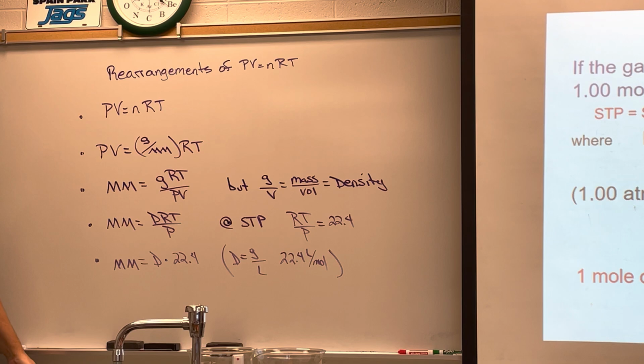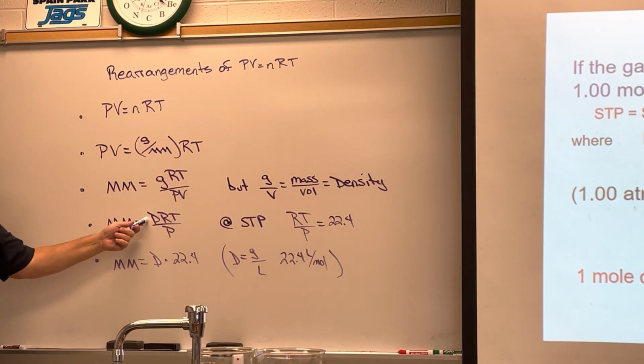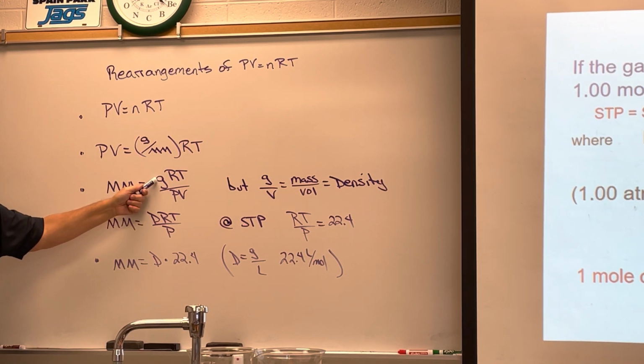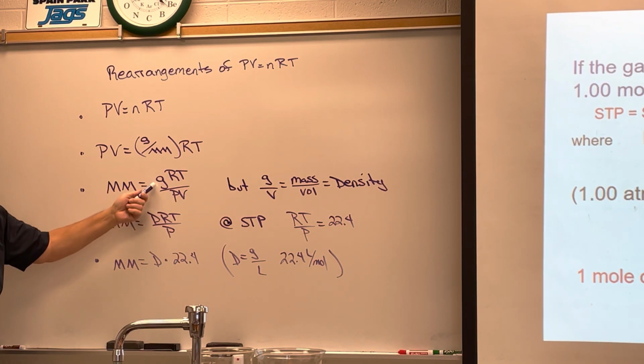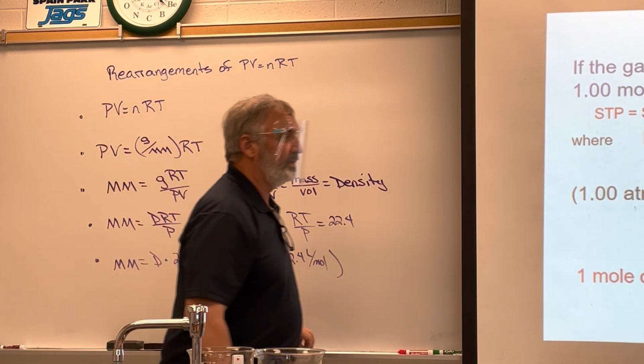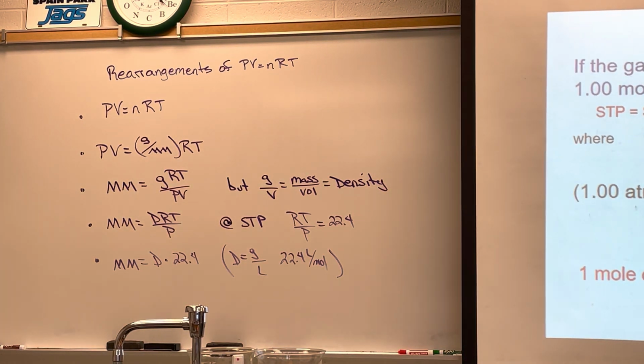So if the density of a gas was, say, 1.75 grams per liter, you could either put that in right there as 1.75, or you could put 1.75 grams over 1 liter there. So you can use either form. Okay? So that's in your textbook.